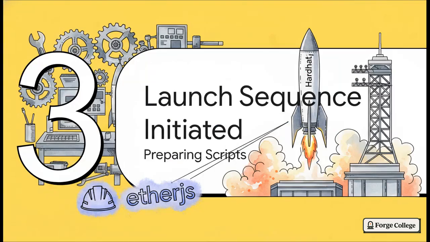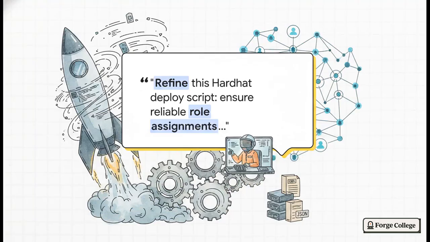Section 3. The launch sequence initiated. To get our launch sequence as robust and modern as possible, we're going to do a little bit of what I playfully like to call vibe coding. We can use an AI prompt, exactly like the one quoted here, to refine our deployment script.